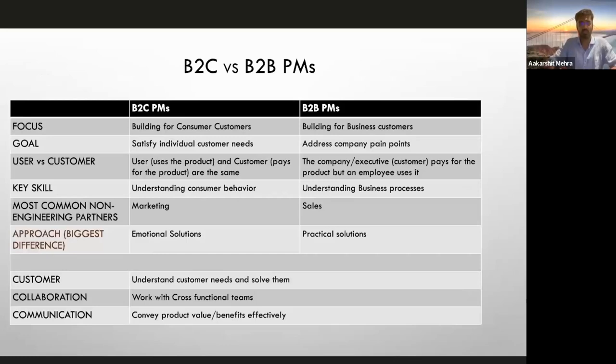What's the key difference between the two? When you're building products for end consumers, for people like you and I, what's super important to understand is that you're building something that satisfies the individual customer's need. When customers like you and I make buying decisions or any sort of decisions to use a particular product, there is always an emotional component involved. And it's very important for the product manager to understand these nuances when building out the product.